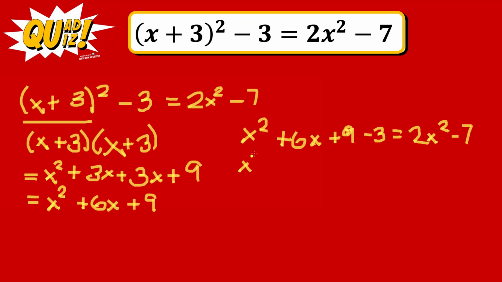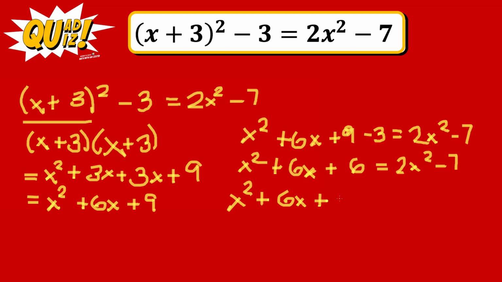So you'll have x squared plus 6x, 9 minus 3 is plus 6, equal to 2x squared minus 7. We can move these two terms now to this side by applying the correct properties of equality or the transposition method. You will have x squared plus 6x plus 6. Subtract both sides by 2x squared and you add both sides by 7. Equate it to 0. Then simplify.